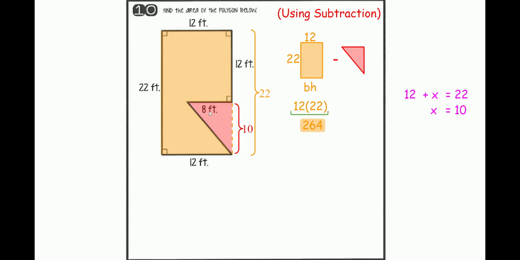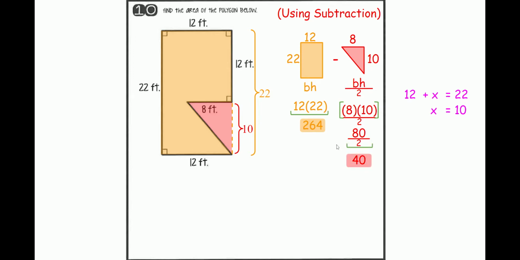So let's put in our information we know now. It's 10 feet by 8 feet, and the area of a triangle formula is base times height divided by 2. So the base and the height is 8 and 10, which equals 80. And we need to divide that by 2, which ends up equaling 40.